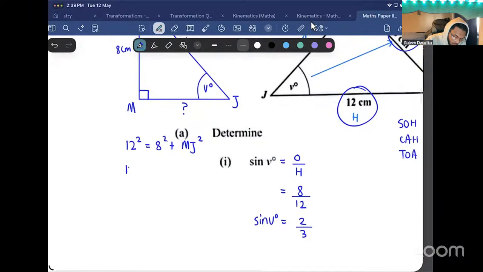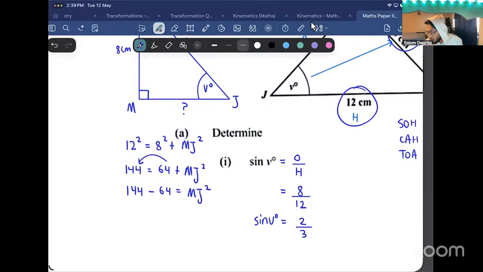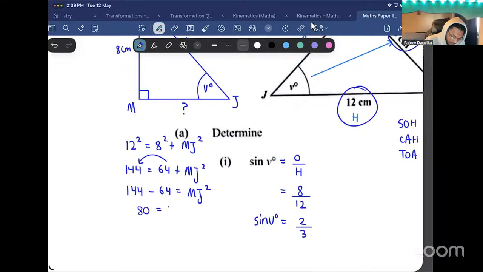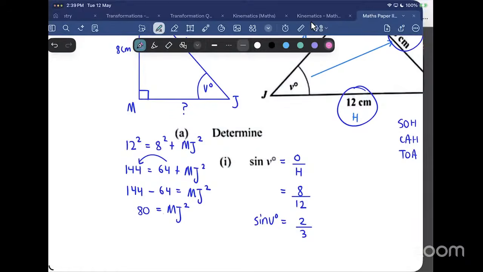12 squared is 144. 8 squared is 64. So I'm trying to find MJ. We have to move across the 64, right? And that'll be 144 minus 64, guys. And that'll be equal to MJ squared. What is 144 minus 64? 80. Okay. I got scared for a bit there. So if MJ squared is equal to 80, we need to find the what on both sides? We need to apply the what? Square root.